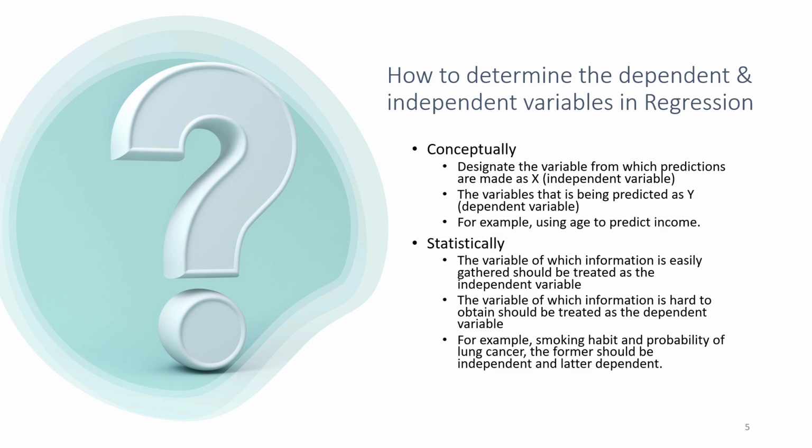From a statistical perspective, the variable for which information is easily gathered should be treated as the independent variable, and the variable for which information is hard to obtain should be treated as the dependent variable. For example, in smoking habit and the probability of lung cancer, the former should be independent and the latter dependent.